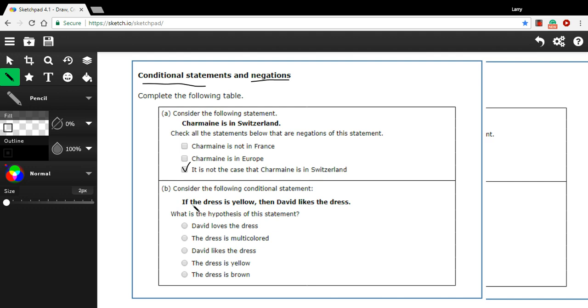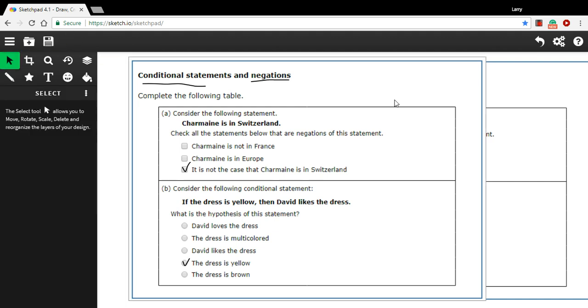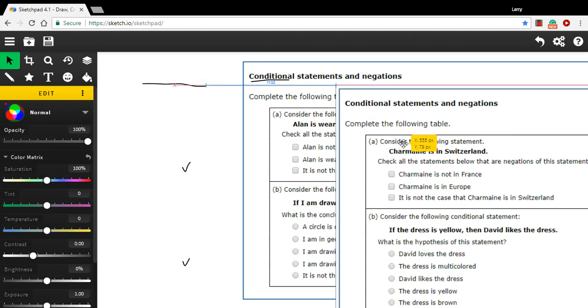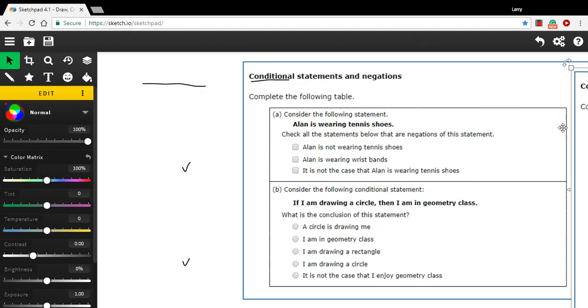So we just take the words that follow the if up to the comma. If the dress is yellow, that is our hypothesis. All right, let's do a couple more of these. This may be new information, so we'll get some practice here.